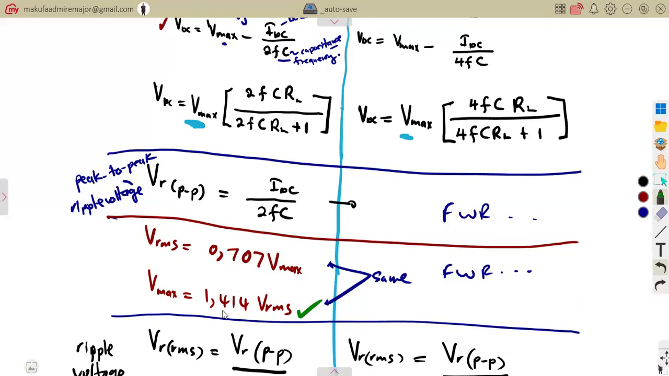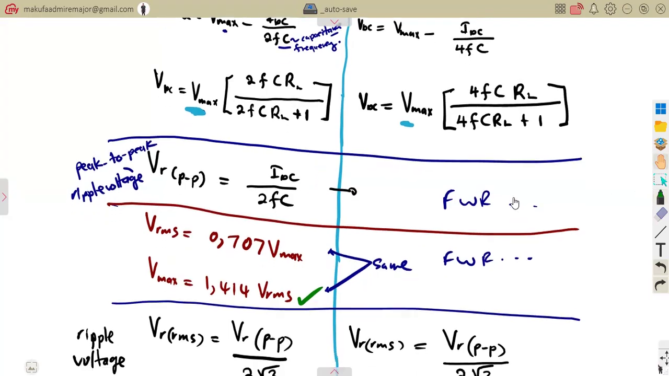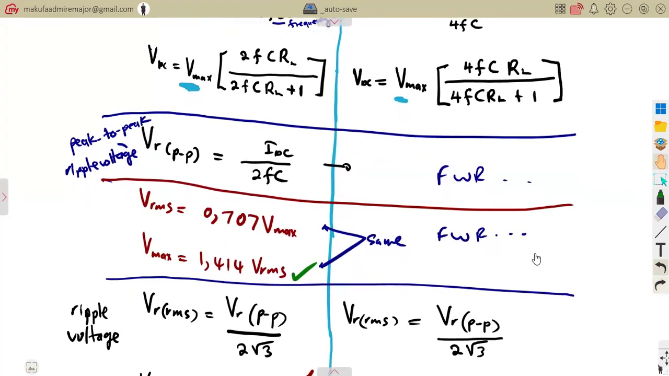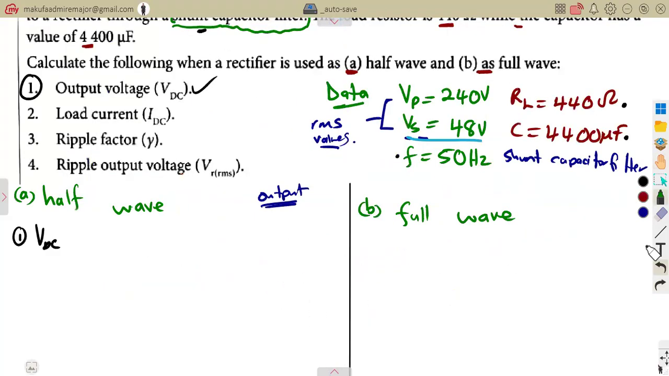That is, the maximum value is 1.414 of the RMS value, or you can work it from this formula of the RMS value, depending on the way you understand it. But in this case, as we can see, it's going to be the same for both. So I'm just going to calculate it from one side, but that is the same calculation that you are going to have for both full wave and half wave.